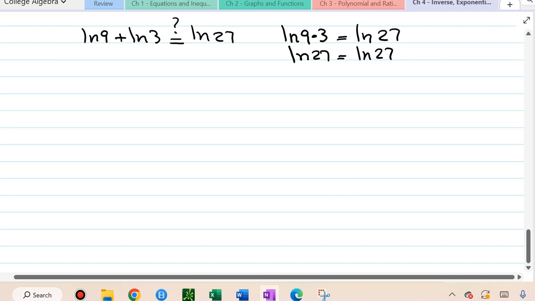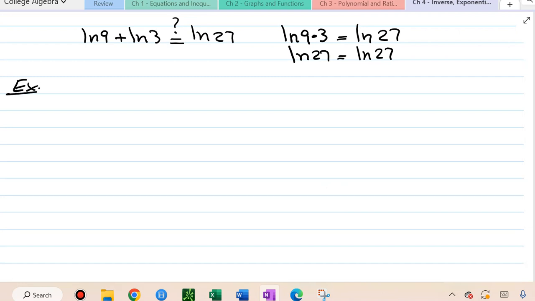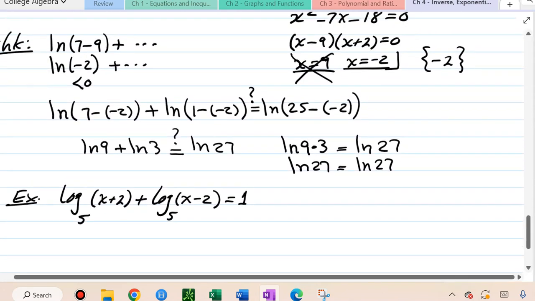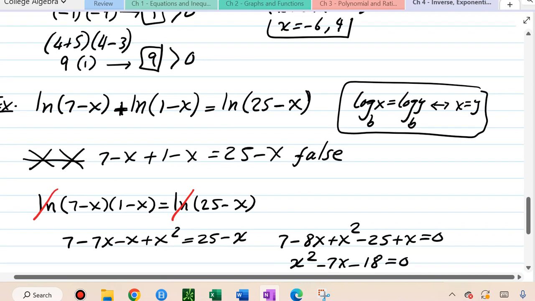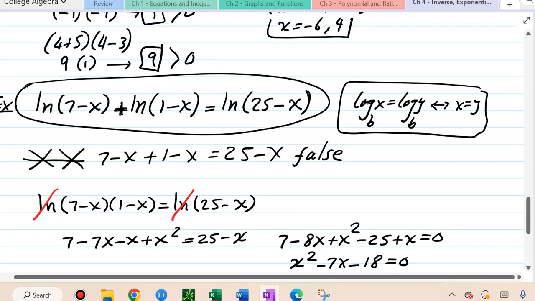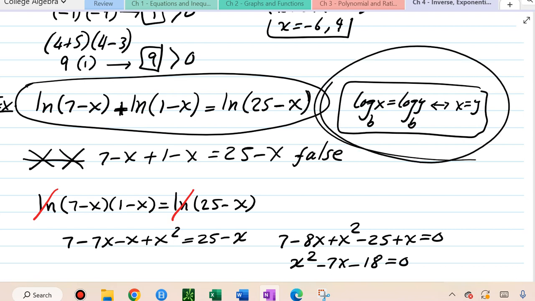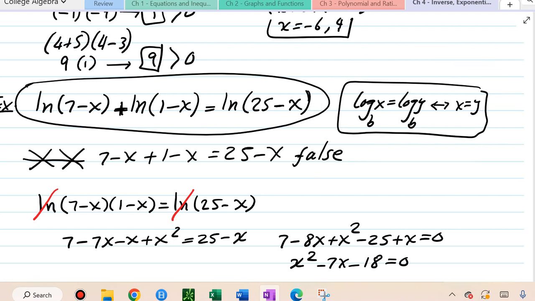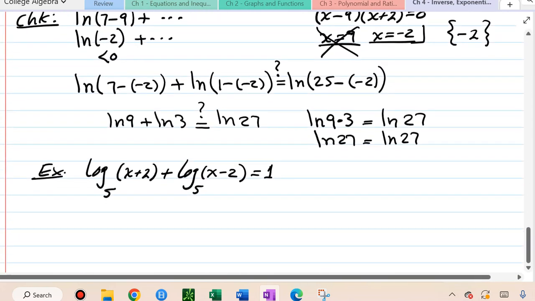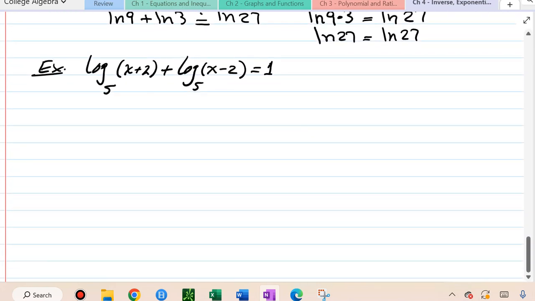Let's take a look at another logarithmic equation. How about this one? Suppose I want to do log base 5 of x plus 2 and then plus log base 5 of x minus 2 equals 1. Now for logarithmic equations, by the way, we have 2 types also. We have a type where you have logs on both sides. If you have logs on both sides, once you combine them, we will use the principle of logarithmic equality to solve them. But what if I don't have logs on both sides, like such is the case here?